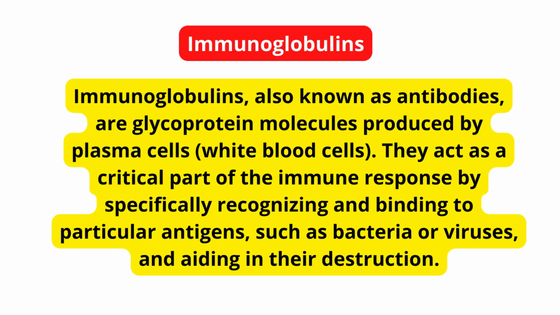Dear friends, this video is going to help you get a brief understanding of immunoglobulin. What are immunoglobulins? Immunoglobulins, also known as antibodies, are glycoprotein molecules produced by plasma cells or white blood cells. They act as a critical part of the immune response by specifically recognizing and binding to particular antigens, such as bacteria or viruses, and aiding in their destruction.